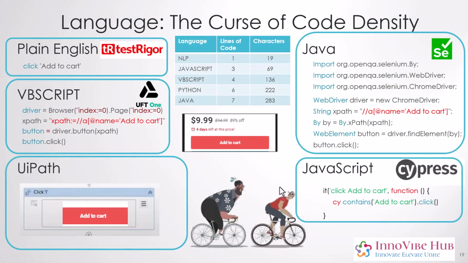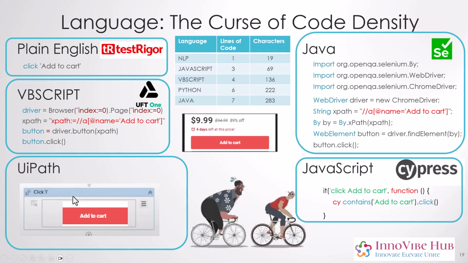Of course, the downside is the more code you have to write, the less time you have to write test scripts. And this is a really good example of Java: 1, 2, 3, 4, 5, 6, 7 or 8 lines of code. Java takes 7 lines of code and 283 characters just to click the add to cart button. If I do it in VBScript, that's basic. That's 4 lines of code, 136 characters. If you're writing less code and fewer characters, you're going to write more test scripts. Python's a little more, 6 characters.